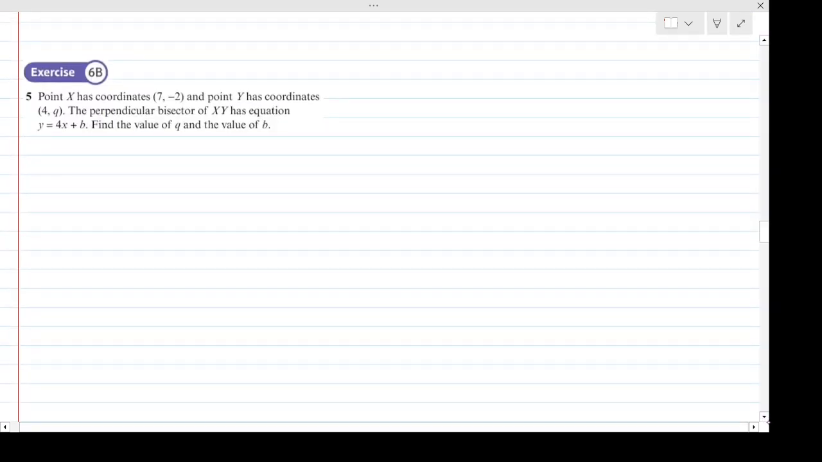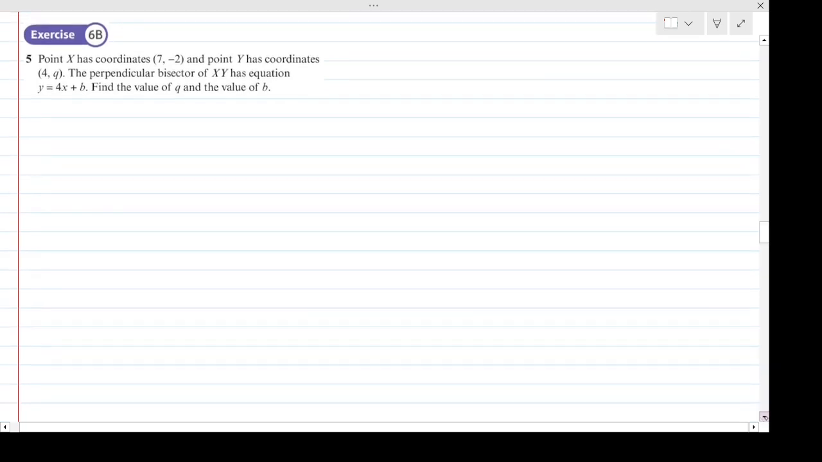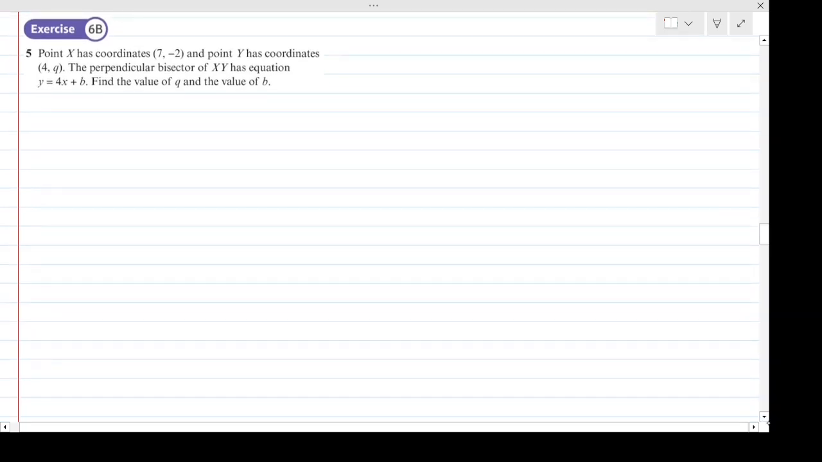The point X has coordinates (7, minus 2) and point Y has the coordinates (4, q). The perpendicular bisector of XY has the equation y is 4x plus b, probably worth noting. Find the values of q and b.